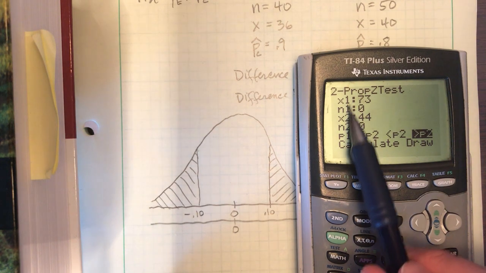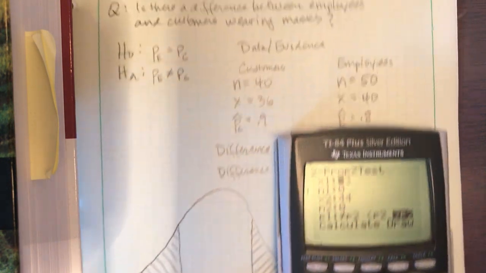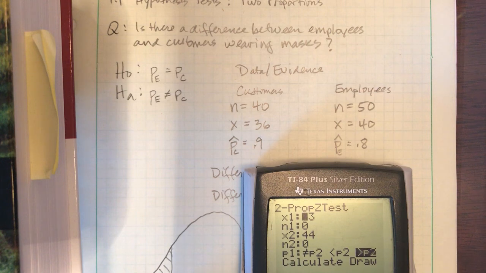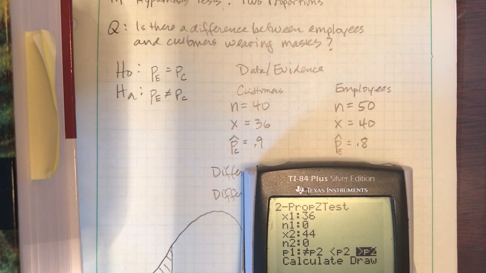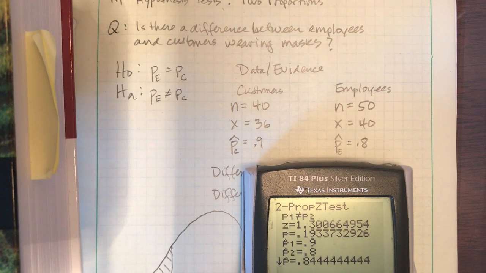Let's talk about my first group. Let's assume it's my customers. So back up to here, my X 36, my N 40. My second group 40, sample size 50. My alternative was not equals, and we calculate, and there's my final screen.